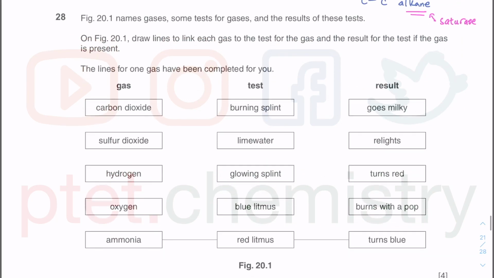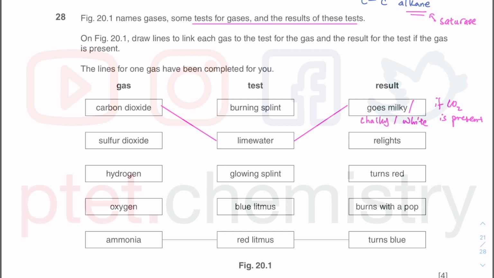Moving on to the next one. So we have some tests for gases and the results, and you got to mix and match, not just one line but another line, so that they all have to be linked correctly to give you 1 mark, because you have 4 other options. Carbon dioxide we test with lime water, and the lime water will go milky in the presence of carbon dioxide. If CO2 is present, you get a milky, sometimes they say a white chalky precipitate.